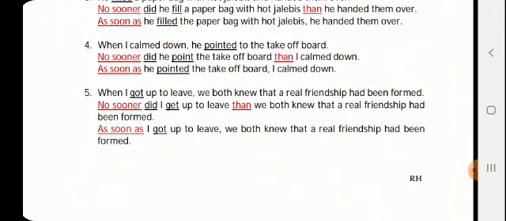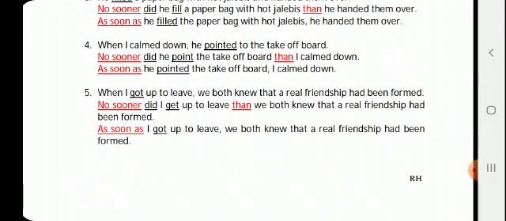When I calmed down, he pointed to the takeoff board. Now here, no sooner did he point. Pointed is in the past tense, students, so we have added did. Pointed becomes point. No sooner did he point to the takeoff board than I calmed down. Okay, first he did that, then I calmed down. Okay, so you can see the next action is in the first clause.